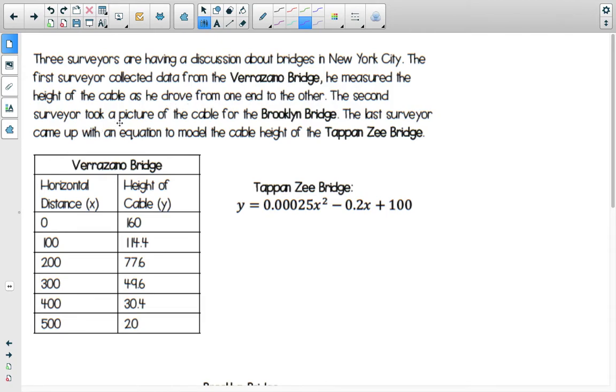The second surveyor took a picture of the cable for the Brooklyn Bridge. The last surveyor came up with an equation to model the cable height of the Taponzi Bridge. So we have three bridges here.